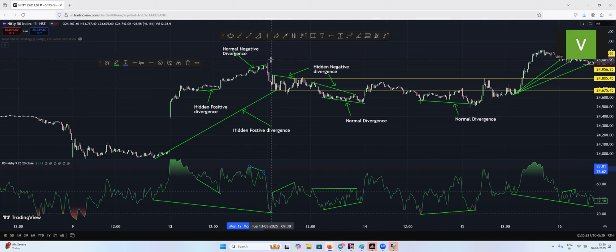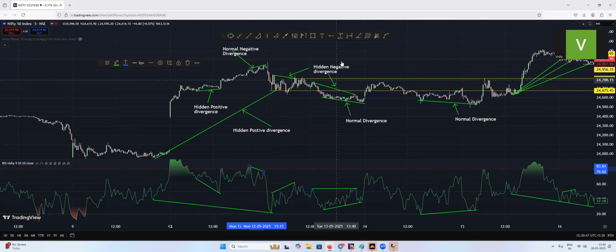Okay, so this is just an explanation. Just try to understand what the divergences are. When will they fail, when will they occur, that's not the topic of discussion now. First, try to understand, and probably we will see when they will fail and when they will not. So these are the normal divergences.